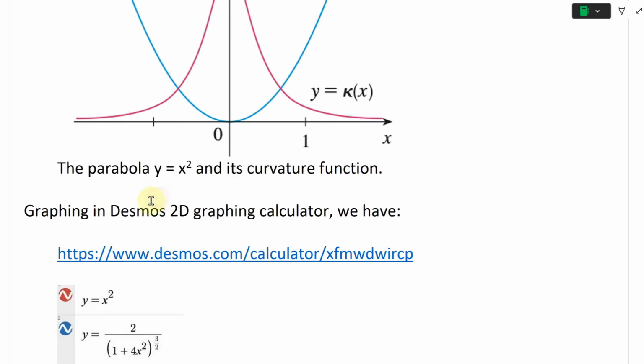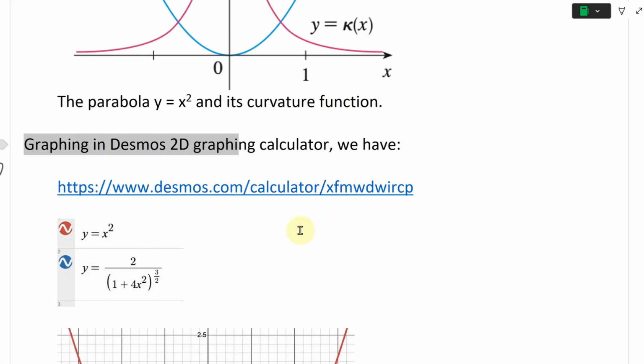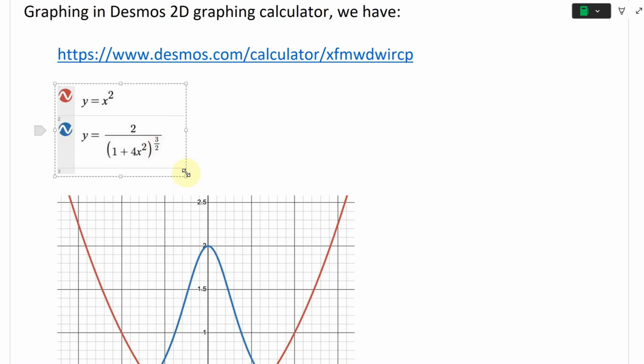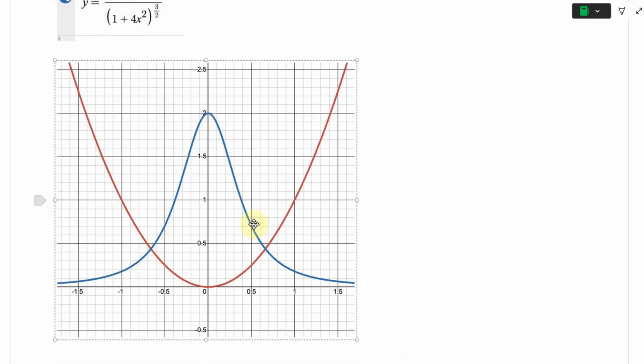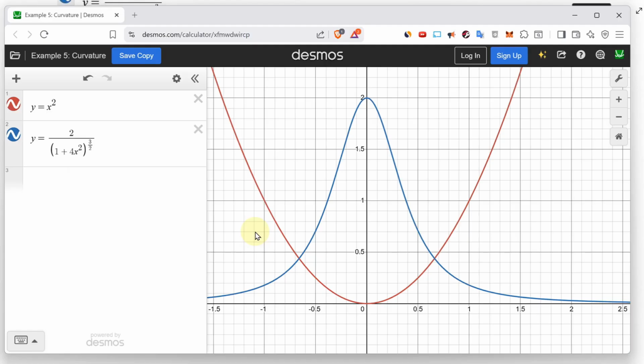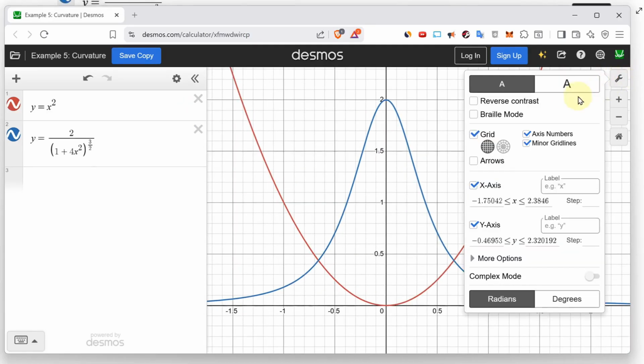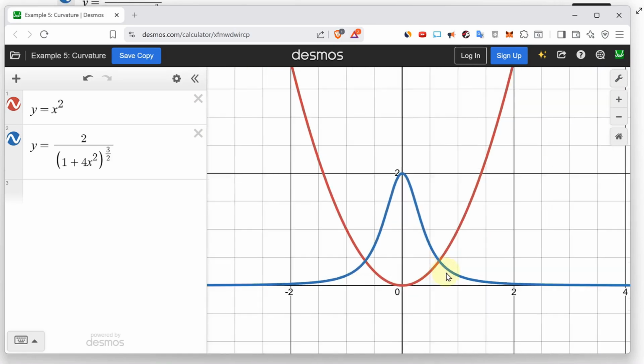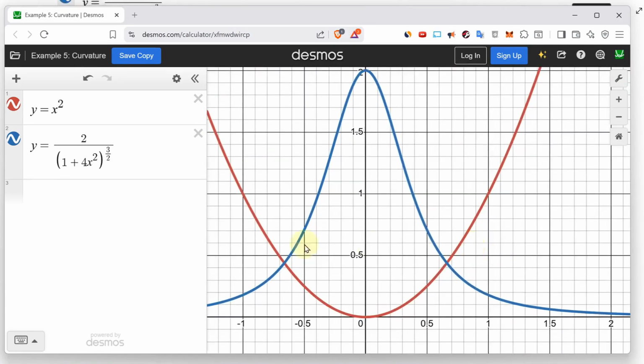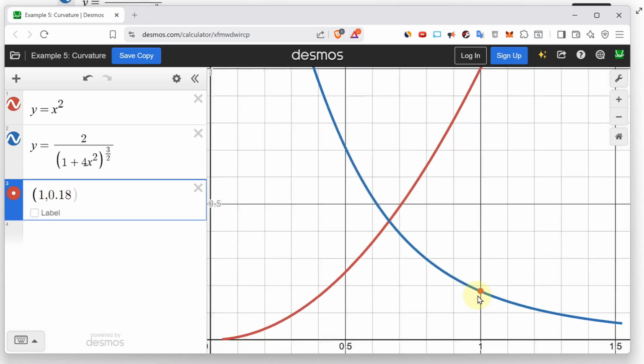Epic stuff there. All right, furthermore, I've graphed this in the Desmos 2D graphing calculator, instead of using GeoGebra, since Desmos has good 2D, though it doesn't have good 3D. So if you plug in y equals x squared and then plug in the curvature formula, 2 over 1 plus 4x squared to the power of 3 over 2, you get this curve like that. It's fascinating stuff. You can play around with it, make it bigger like that. And I'll see the point here at 1 and 0.18. Fascinating stuff. Epic stuff.